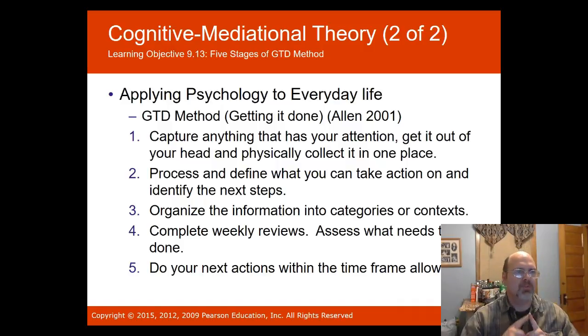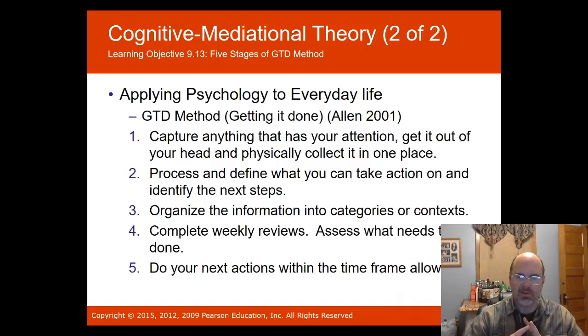First step, capture anything that has your attention. Get it out of your head and physically collect it in one place. So before you start, make a list of all the other things that are occupying your mind. Put it down on paper and then set it aside so you don't have to worry about all those other things. Okay. Number 2, process and define what you can take action on.